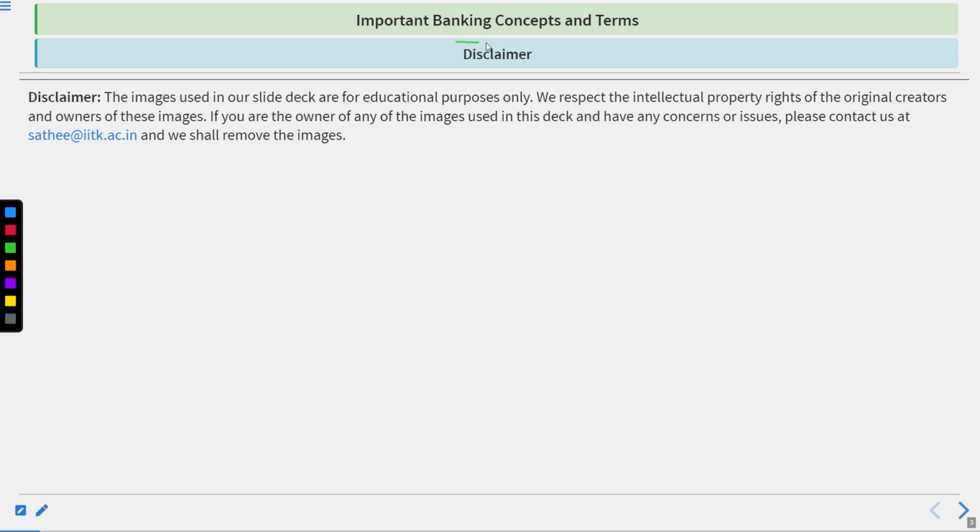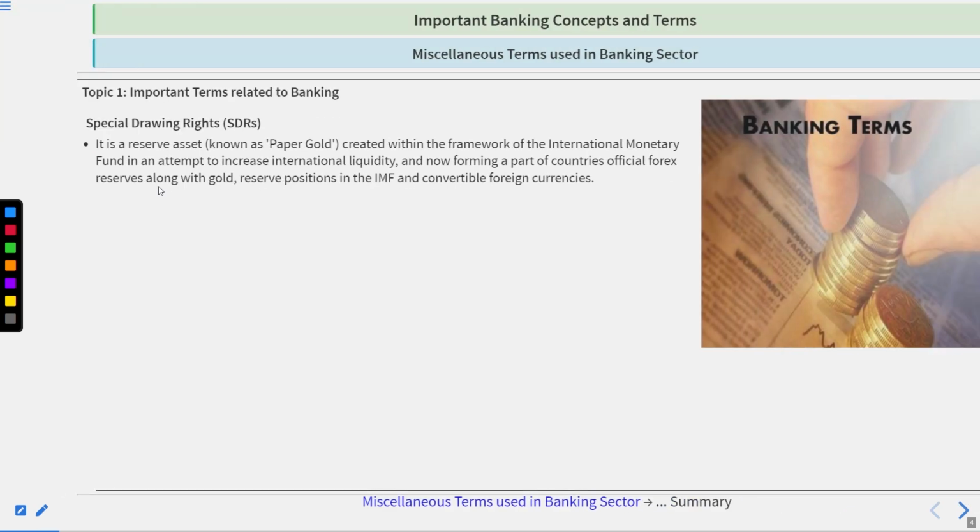But before starting, as usual, we have our small disclaimer that we need to understand first. The disclaimer is that the images used in the slide deck are for educational purposes only. We respect the intellectual property rights of the original creators and owners of these images. If you are the owner of any of the images used in this deck and have any concerns or issues, please contact us at sathi@iitk.ac.in and we shall remove the images. So after understanding this disclaimer, now let's begin with the topic.